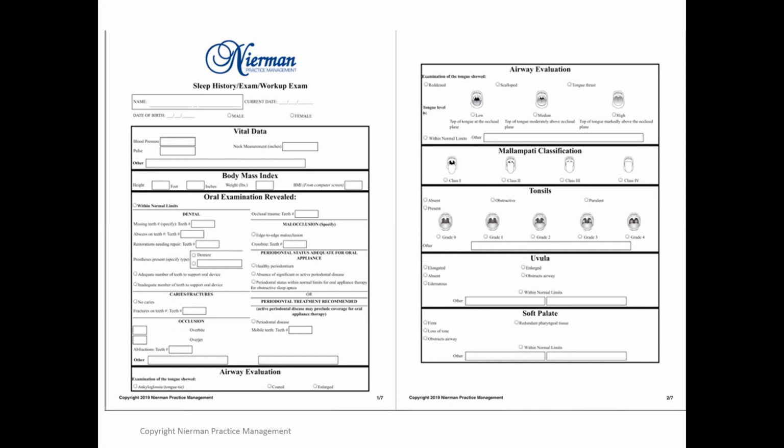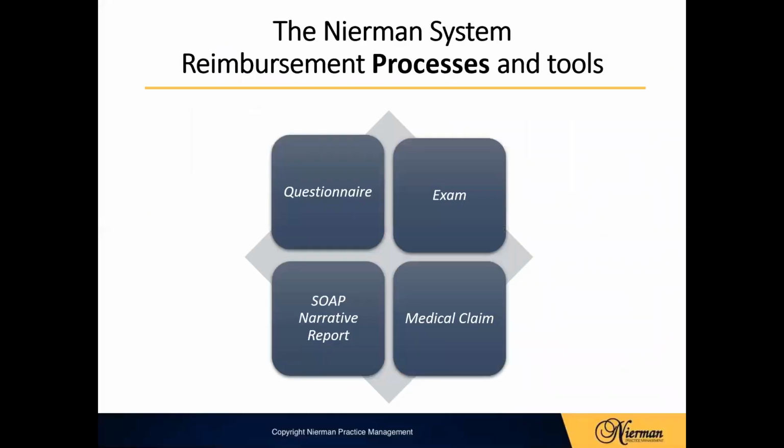This has been used by thousands of dentists since 1990, and you can see it walks you through the whole airway exam and all of the exam findings that they're looking for too. So the Nierman system reimbursement process and tools involve the questionnaire, having a treatment-specific exam for medical necessity, generating your SOAP narrative report, and then generating your medical claim.